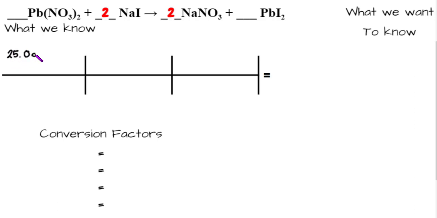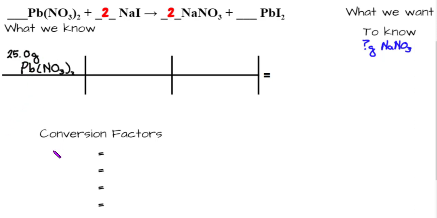What we know over here is that we're going to start with 25.0 grams of lead, Pb2 nitrate, NO3. Eventually, we want to figure out how many grams of sodium nitrate, NaNO3, we are able to form. All right, so there are some things that I can add to my conversion factors.